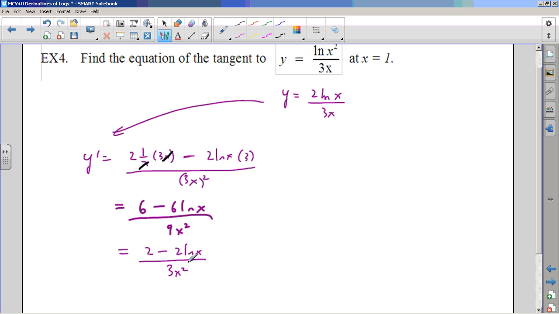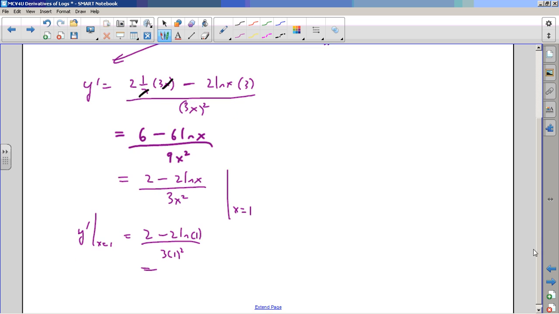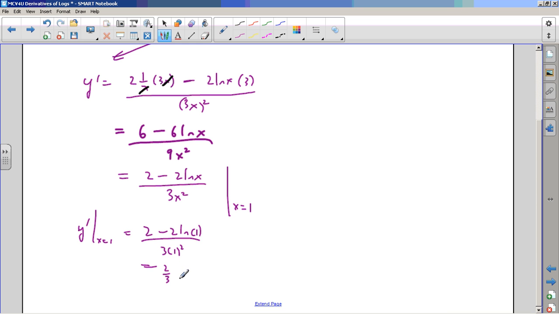Is it going to get better than this? Well, not really, but we don't really care because we're going to substitute x equals 1 in here, right? We want this when x equals 1. So y prime when x equals 1 is 2 minus 2 times the ln of 1, which is 0, over 3 times 1 squared, easy to do in my head. So that's going to be 2 over 3. That's what the slope is, 2 over 3. Fine. I could have substituted it in back there. So therefore, my slope is 2/3.